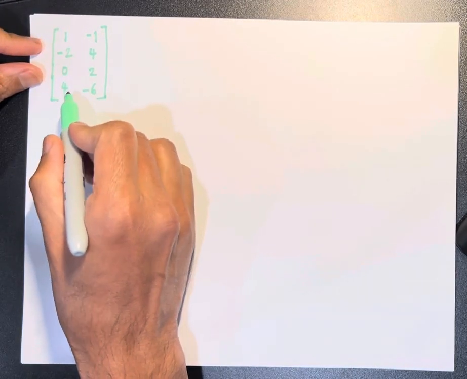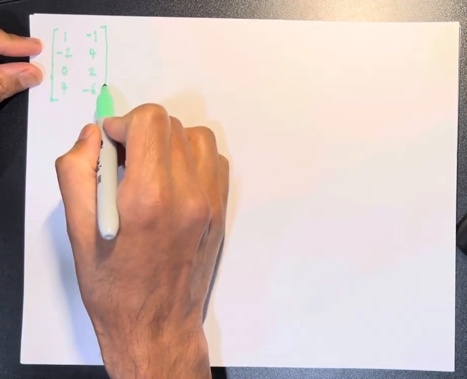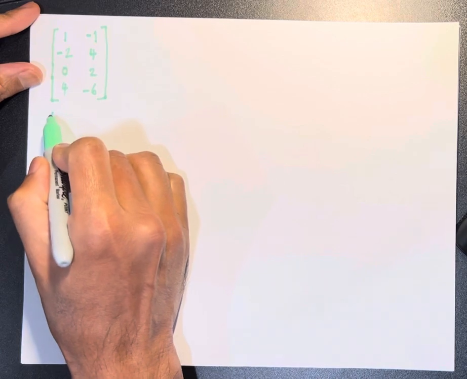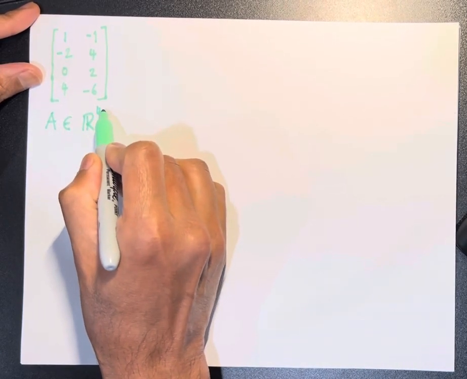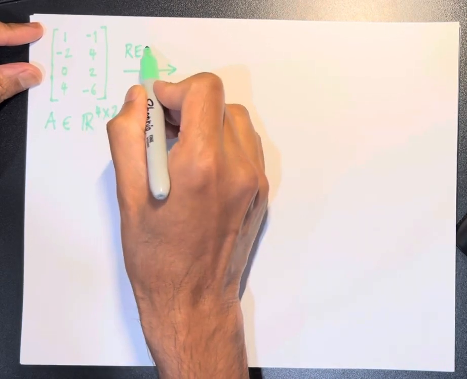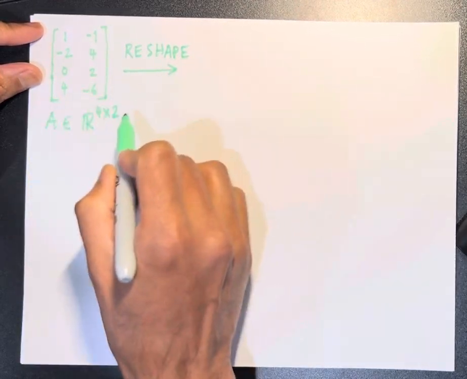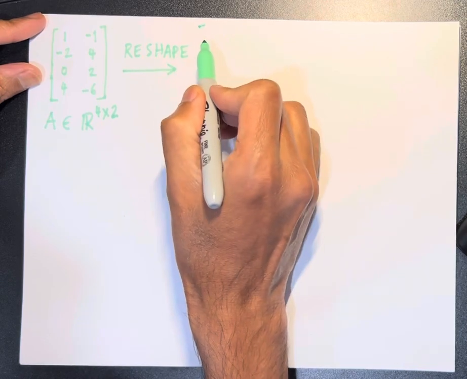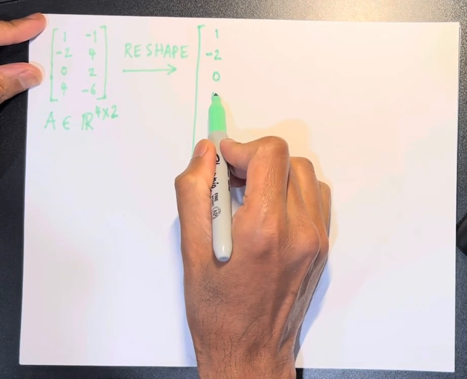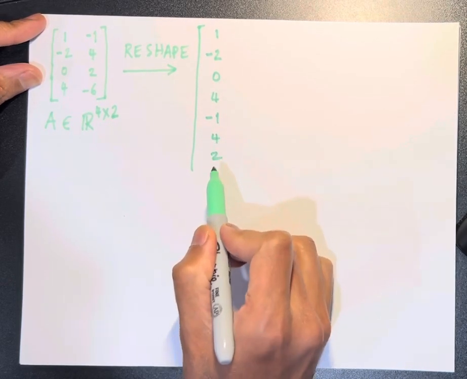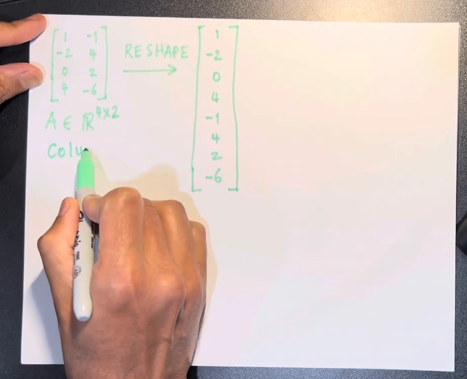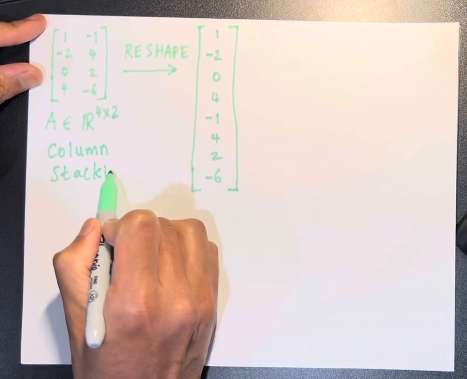matrix, right? So I have written integers, but this can be any real numbers also, it doesn't matter. And then the stacking means we take these, so this is matrix A, and this is in R 4 by 2, right? And then we are going to do reshape. This operation is called reshape, which means we are going to change the shape of these numbers, 4 by 2, and then we are going to stack them vertically. So it's going to be twice the size: 1, minus 2, 0, 4, minus 1, 4, 2, minus 6. And this is called the reshape operation, or what the authors are calling column stacking. Okay, nothing complicated there.